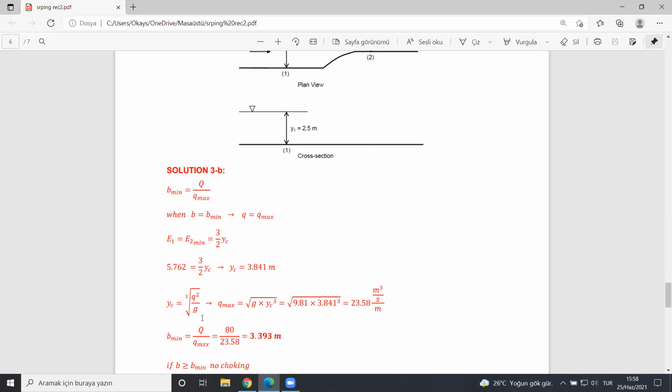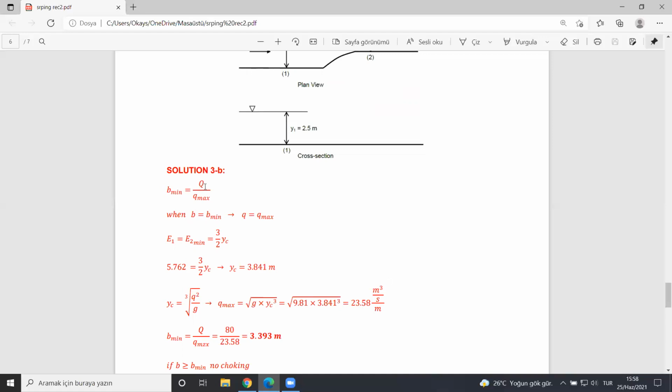Once we find the y critical for this section, then we can calculate the small q for that section, because y critical is equal to q squared divided by g inside of a cube root. So from here, if you take this q outside of the equation and leave it alone, you'll get this term. So what is it? Inside of a square root, g times y critical cube. What is g? 9.81. What is y critical? It was 3.841 meters. And we find q max as 23.58 meter cube per second per meter.